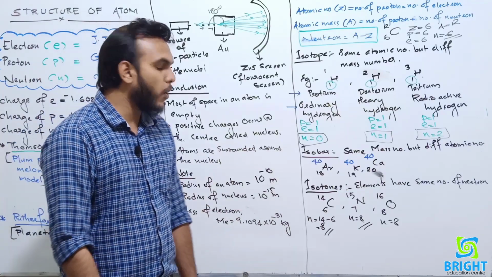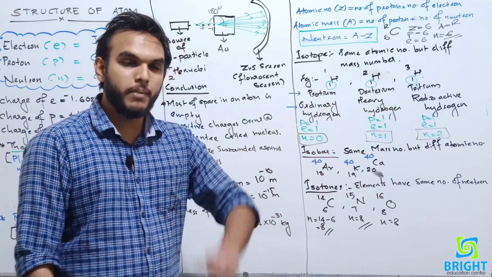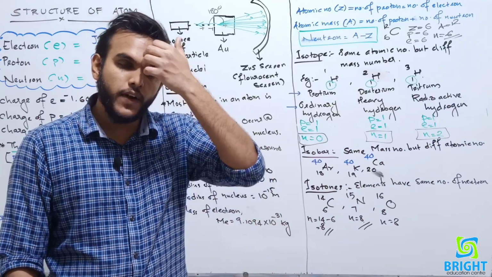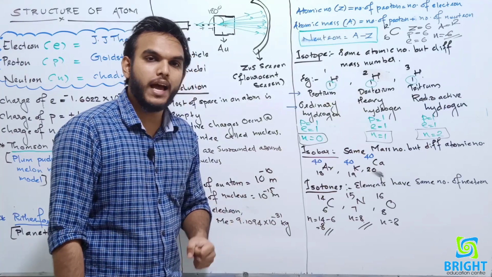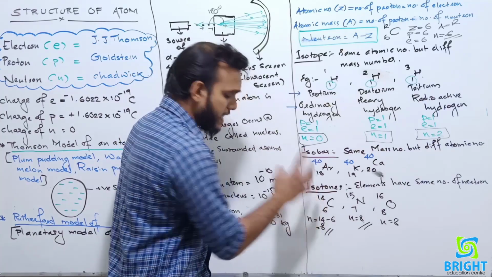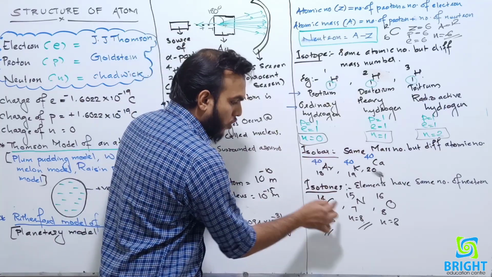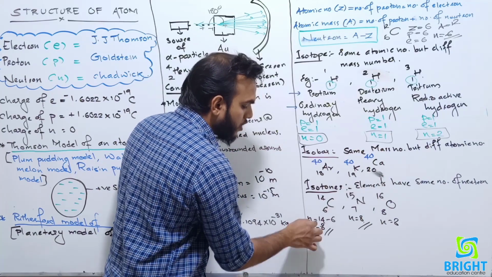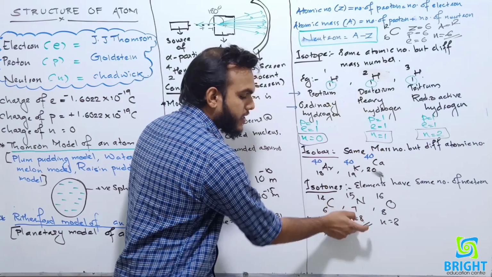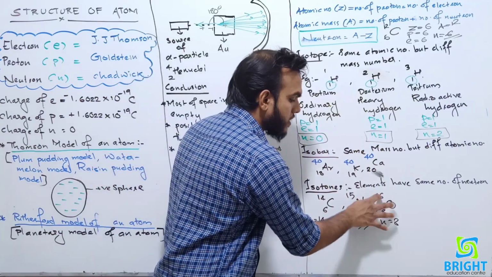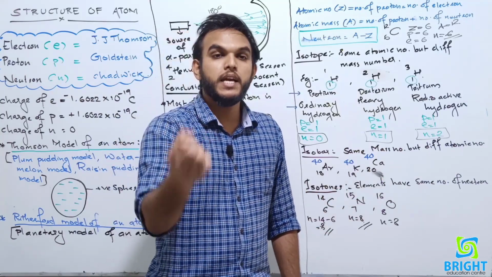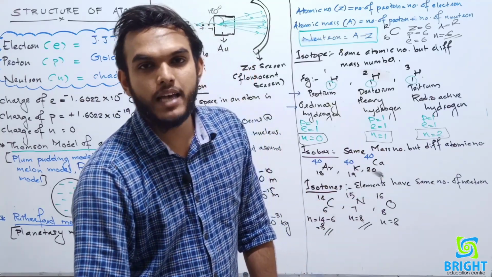Then we are going to discuss isotone. Isotones are elements having the same number of neutrons. They may be different elements. So different elements having the same number of neutrons are known as isotones. For example, carbon, nitrogen, oxygen: 6, 14, 7, 15, 8, 16. Here the neutron is equal to 14 minus 6, which is 8. Here the neutron is 15 minus 7, which is 8. Here the neutron is 16 minus 8, which is 8. In all three cases the number of neutrons is the same. This is known as isotone.